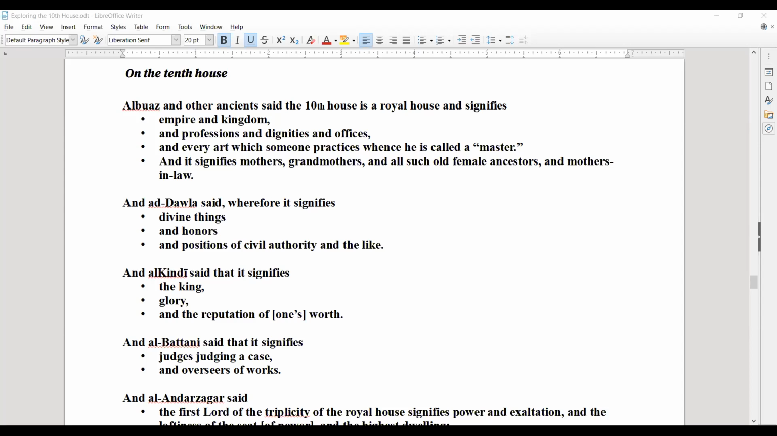But one of the things that I think is really interesting is that the 10th house is there to show empire and kingdom, professions and dignities, and anything that you master. So any kind of skill or art that you become a master in. I think these are really important things to kind of distinguish about the 10th house. Then he says, divine things, honors. That's another really important one. And positions of civil authority and the like, right?